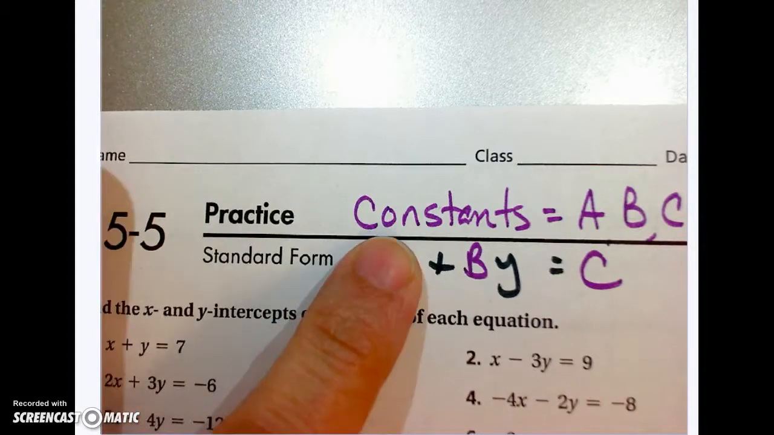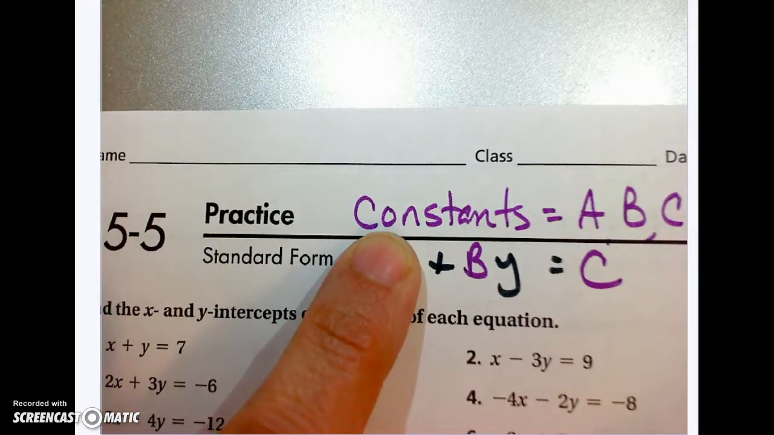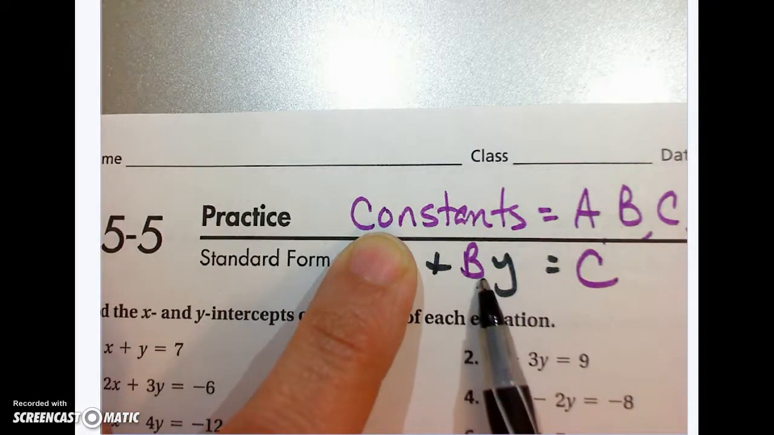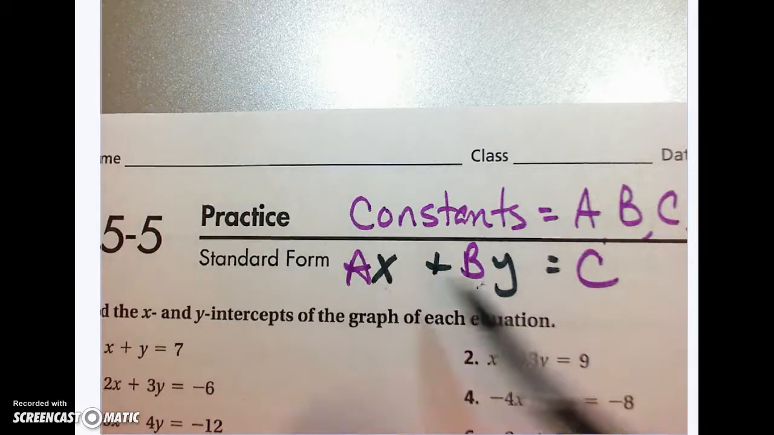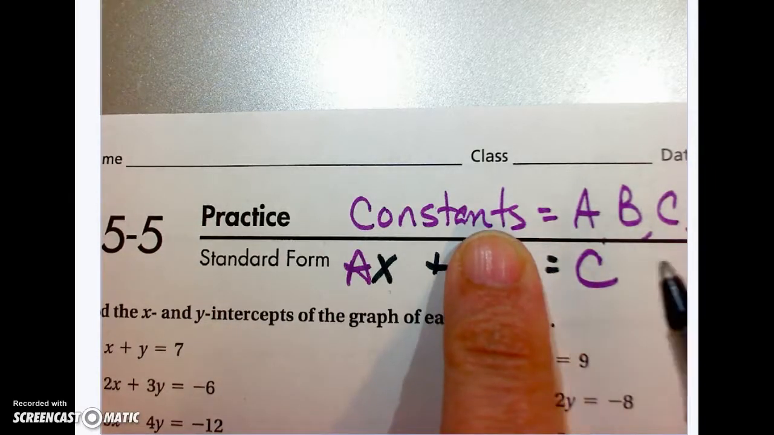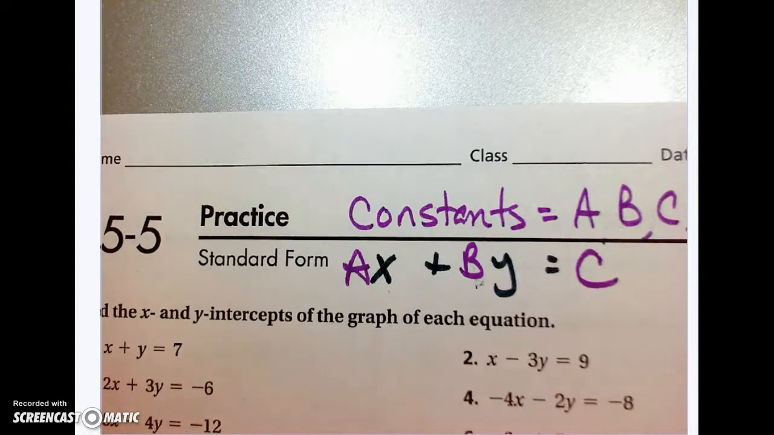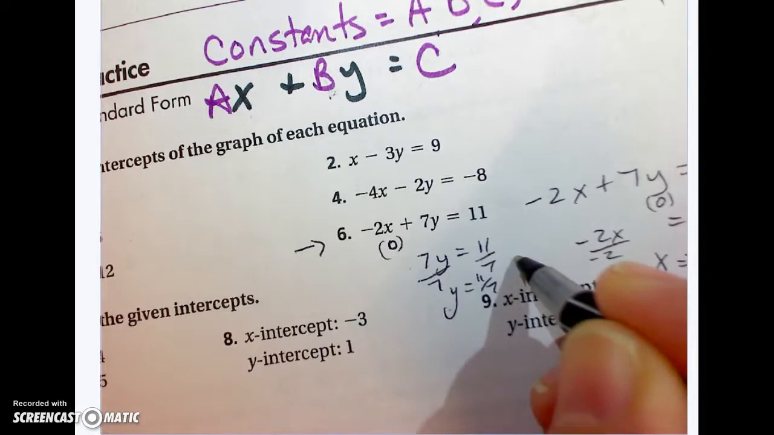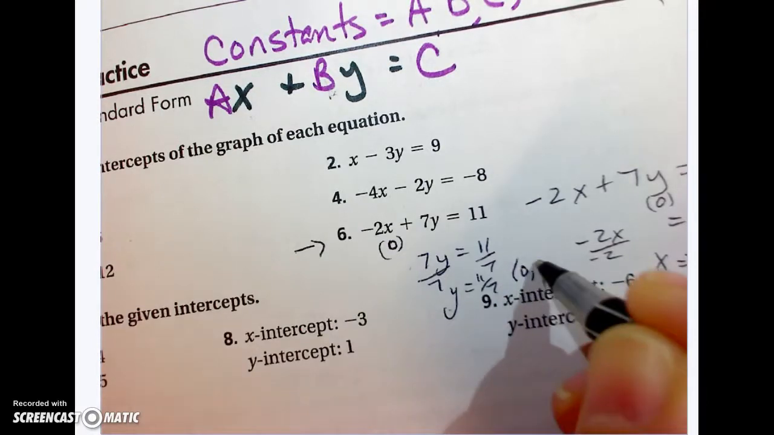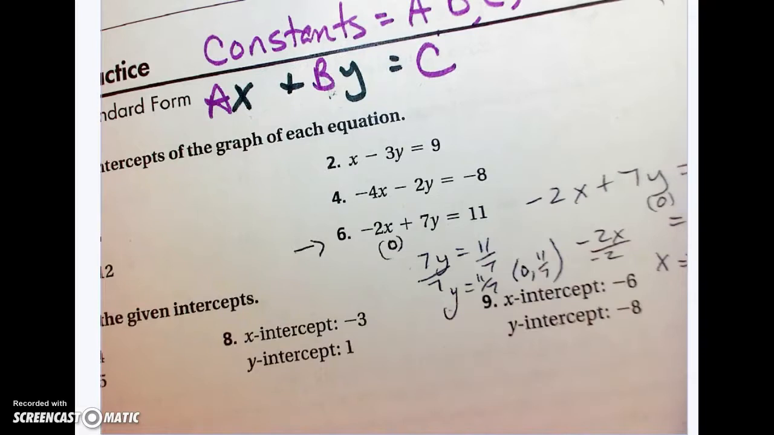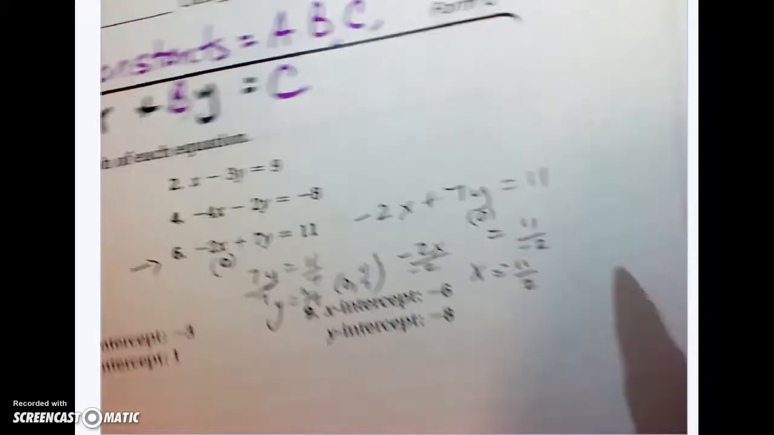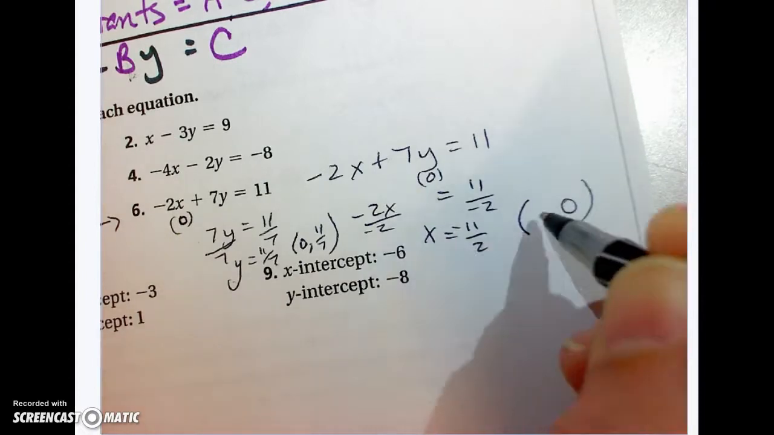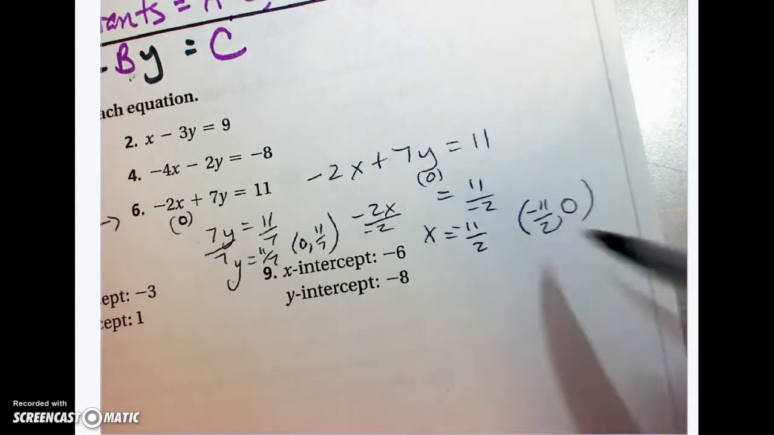If we make x 0, it just wipes it out. So all we have to do is divide by this number. But if we're looking for the x-intercept, we make y 0. And then we find out what x is. So my y-intercept, x we made 0, and that 11/7 is where y is. So when we made y 0, x was at negative 11/2.